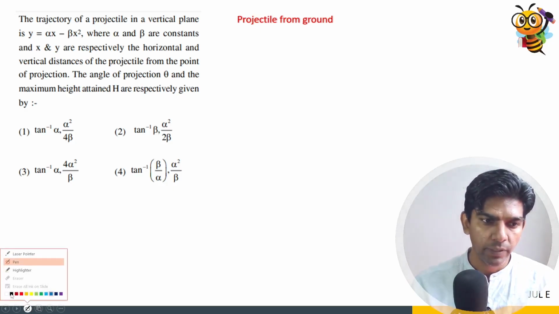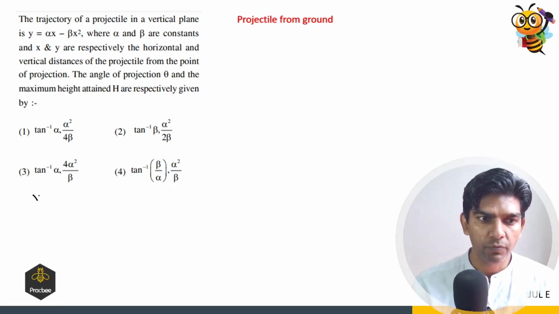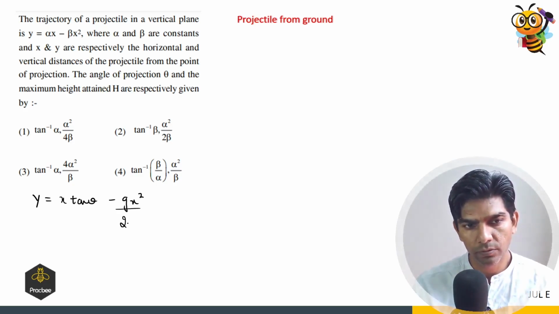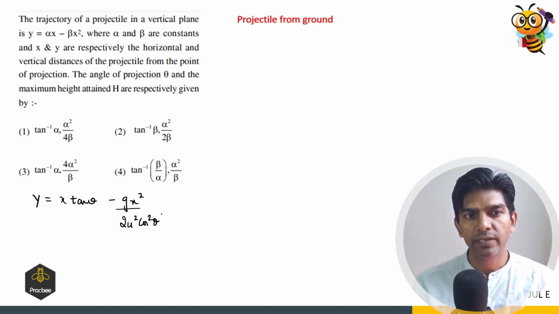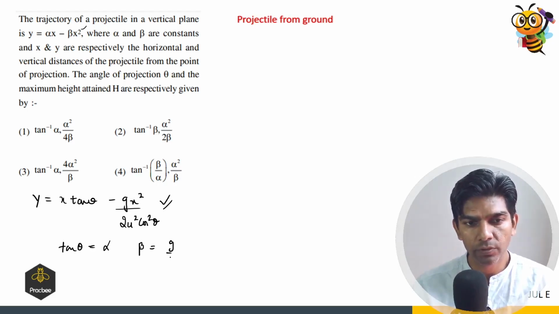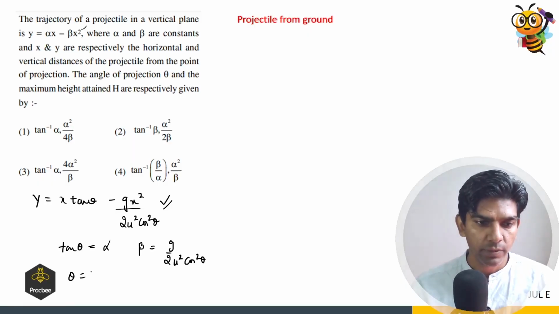So let me rewrite the equation of trajectory. That will be y equals x tan theta minus g x square upon 2u square cos square theta. So that is the general equation of trajectory. Now let us compare this equation with the given equation. We can clearly see that tan theta is nothing but alpha, the coefficient of x should be the same, and the coefficient of x square should also be the same. So beta should be equal to g upon 2u square cos square theta. Now theta comes out to be tan inverse alpha.